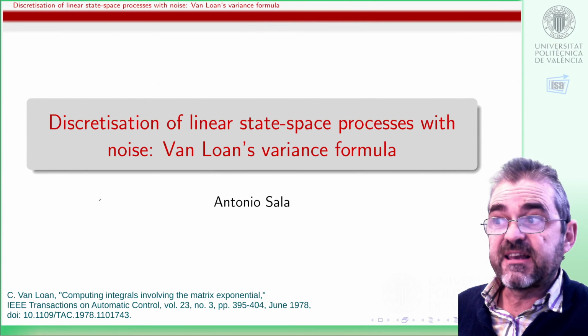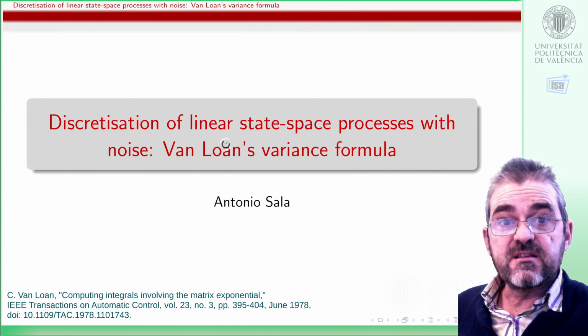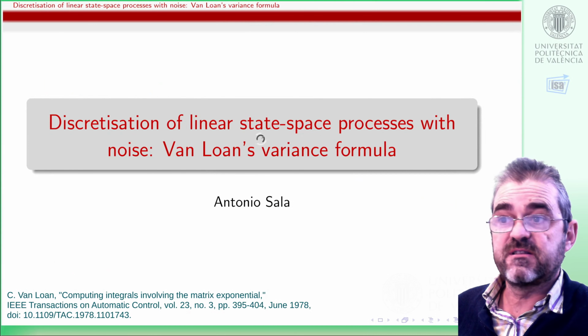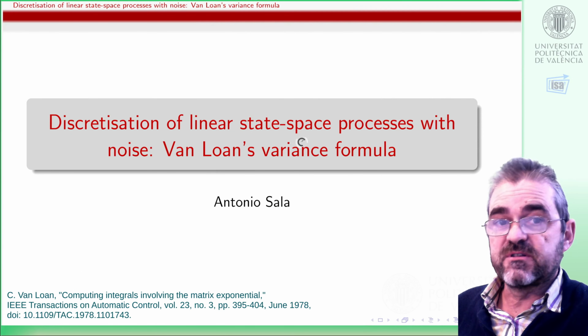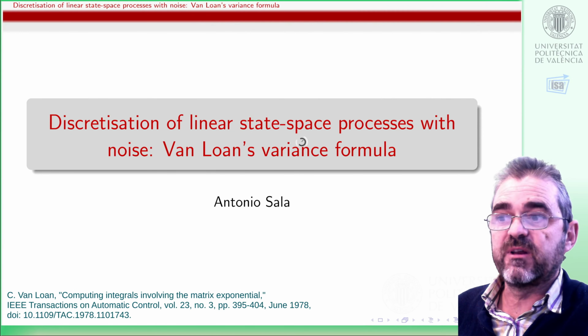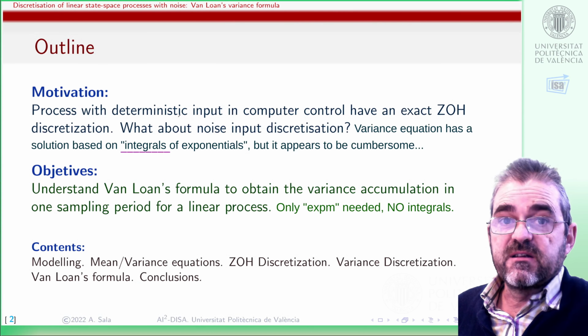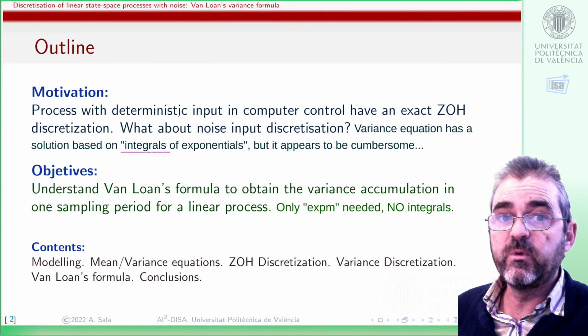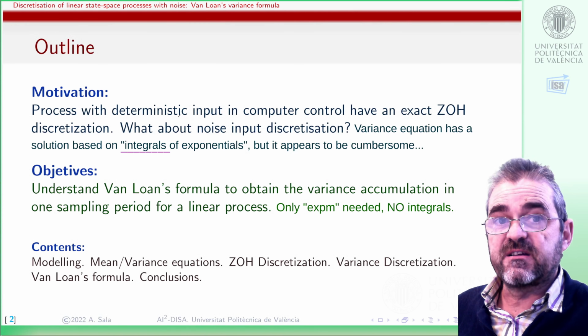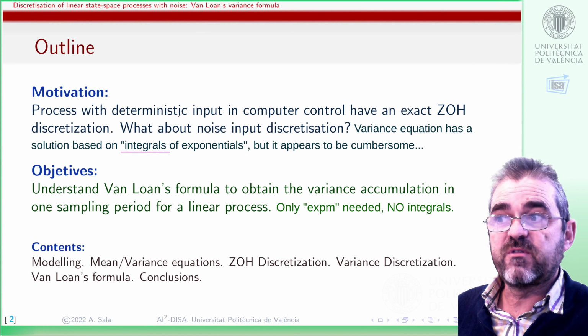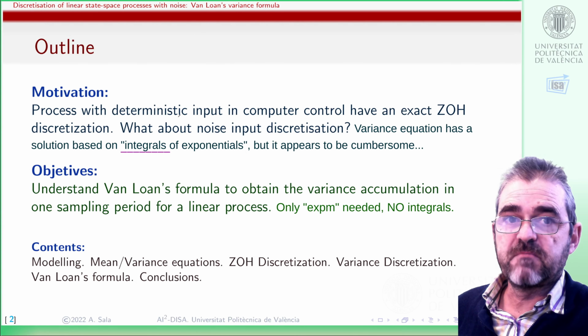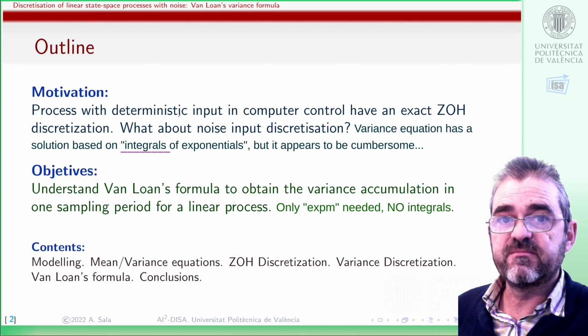Hi, I am Sala. In this video, we'll discuss discretization of linear state space processes excited by white noise, and we'll concentrate on what's called Van Loan's formula. In basic computer control courses, we know that if a process has a zero-order hold in front of it, then it has an exact discretization, and it can be computed with matrix exponentials. So what about noise input?